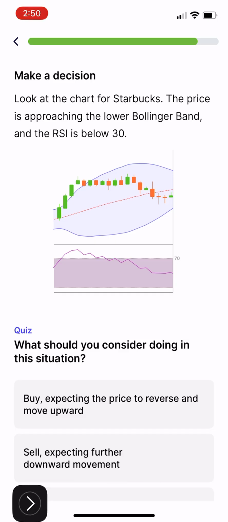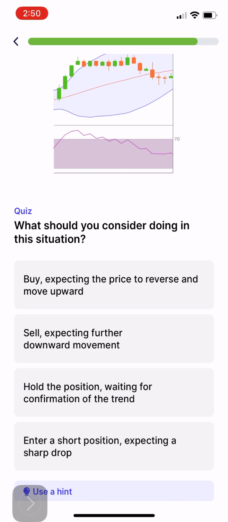Make a decision. Look at the chart for Starbucks. The price is approaching the lower Bollinger Band, and the RSI is below 30. Quiz: what should you consider doing in this situation?